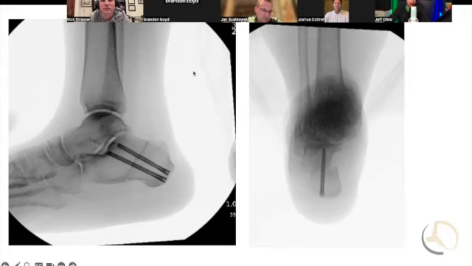So I try to sell it the opposite way. I say we can fuse your entire hind foot, we can do some sort of radical, huge surgery, or we can do this. So I think it's all about how you frame it.